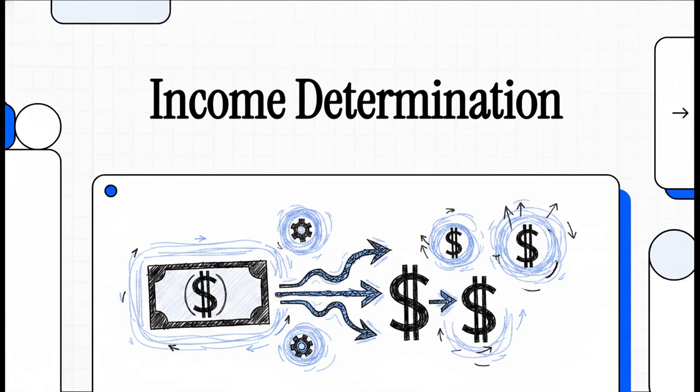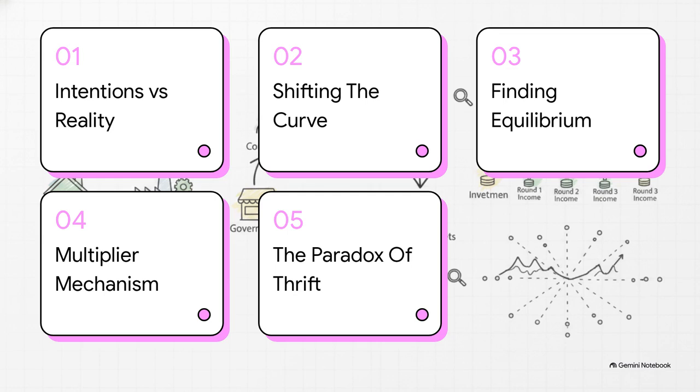Have you ever wondered how a single dollar spent can just magically turn into $2 or $3 of total economic growth? It sounds wild, but it happens. Today, we're unpacking the fascinating mechanics of income determination and the economic ripple effect. We're going to break down exactly how money moves, how it multiplies, and, well, how it sometimes gets totally stuck in our macroeconomy. Here's the roadmap for today's explainer.